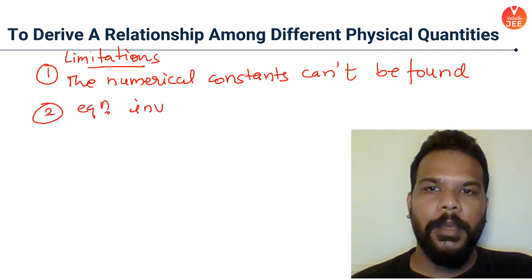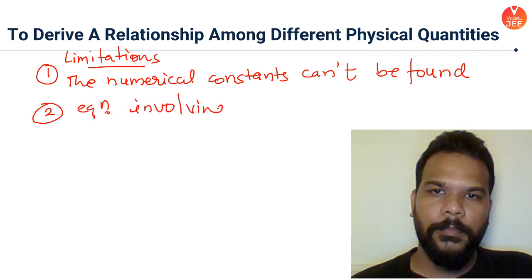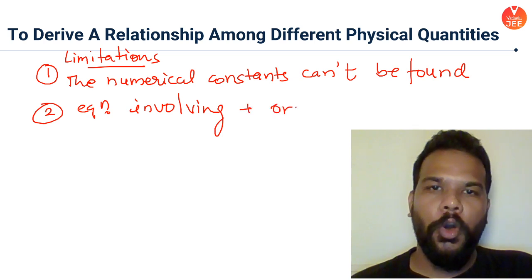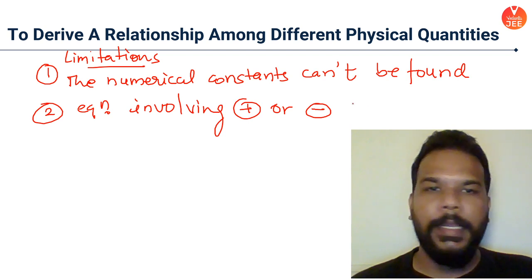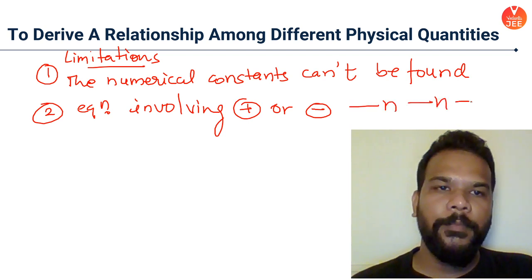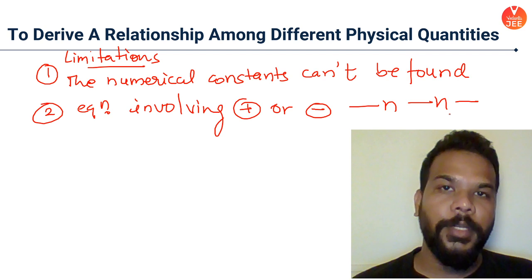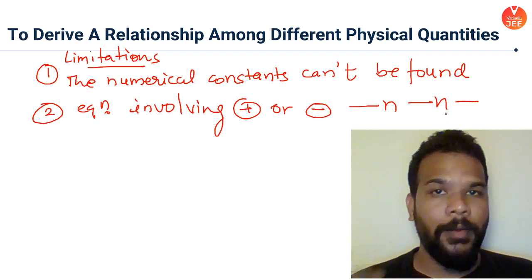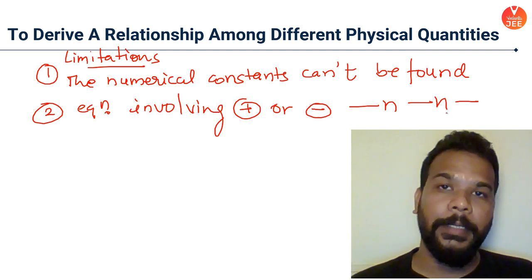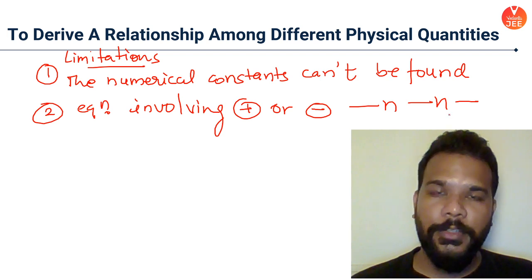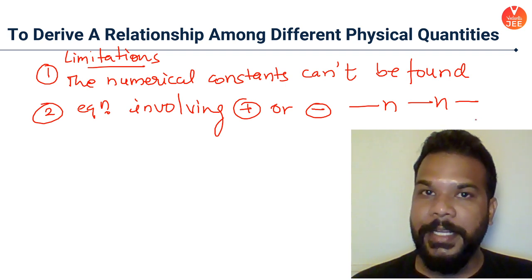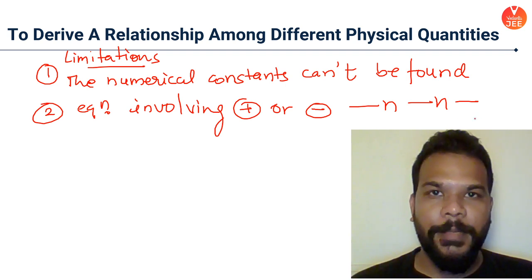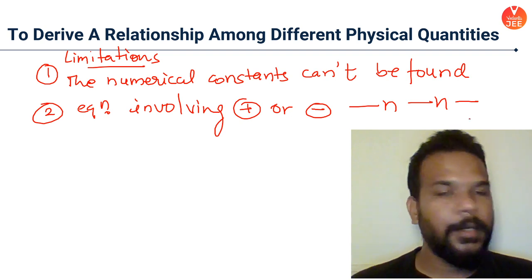Secondly, equations involving plus or minus sign or plus or minus operator cannot be found. Okay, you cannot derive an expression which involves a plus sign or a minus sign. Like if I tell you any equations of motion that we know from uniformly accelerated motion, v equal to u plus at, s is equal to ut plus half at square, or v square equal to u square plus 2as, they cannot be derived by using the third application.